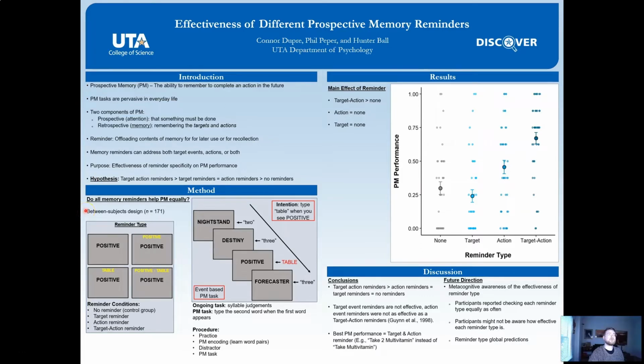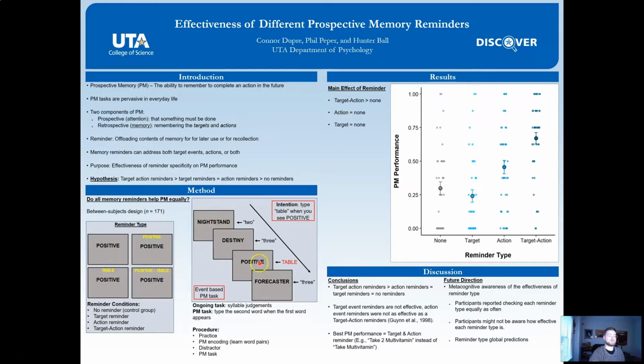To test this, we used a 4-level between subjects design with the 4 conditions pictured below. The no reminder control completed the task with no reminder throughout. The target reminder group had the first word in the pair as a reminder. The action reminder group had the second word as a reminder, and the target action group had both words as a reminder. The reminder groups had reminders at the top of their screen throughout the prospective memory task.